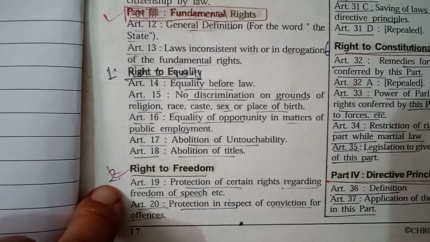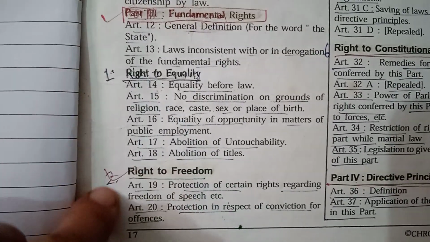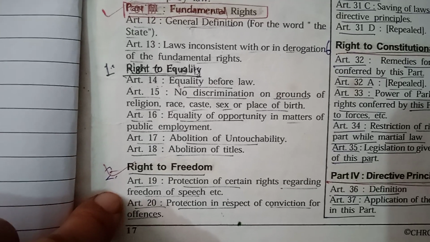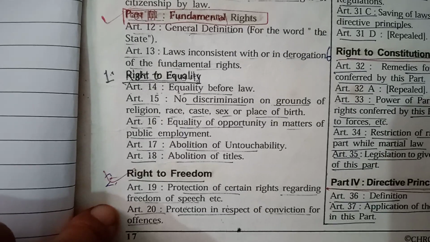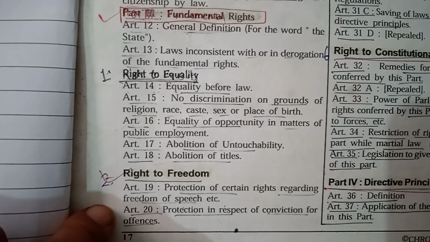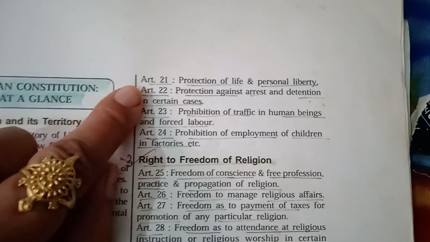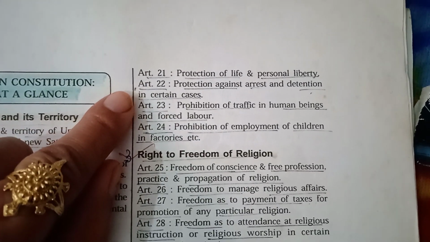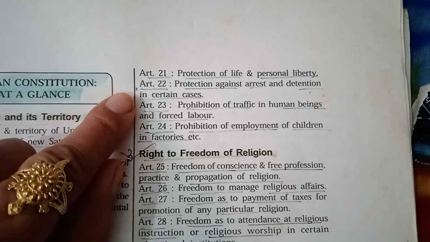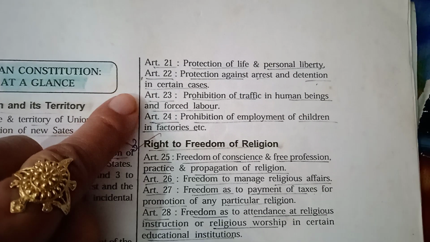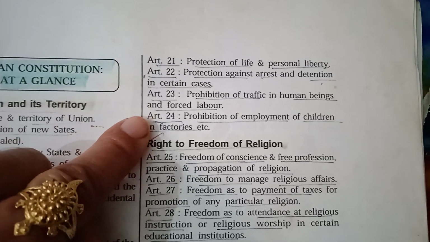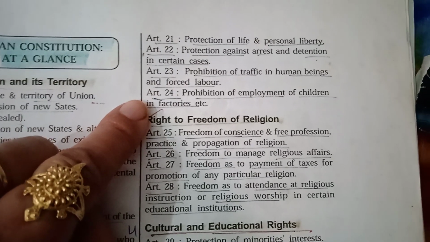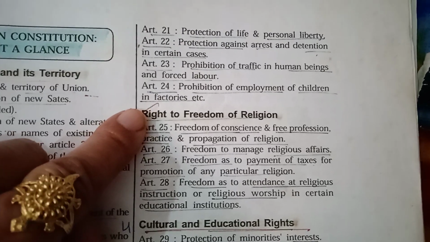Right to freedom. Article 19, protection of certain rights regarding freedom of speech. Article 20, protection in respect of conviction for offences. Article 21 is protection of life and personal liberty, and Article 22 is protection against arrest and detention in certain cases. Article 23 is prohibition of traffic in human beings and forced labour. Article 24 is prohibition of employment of children in factories.